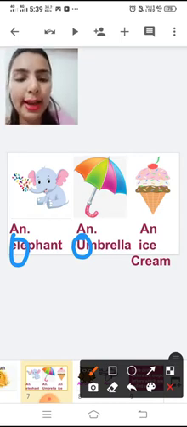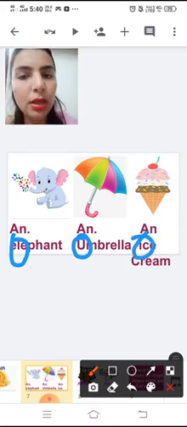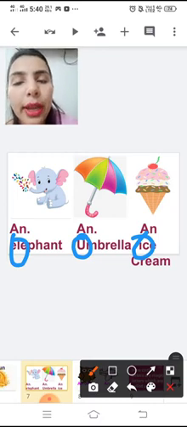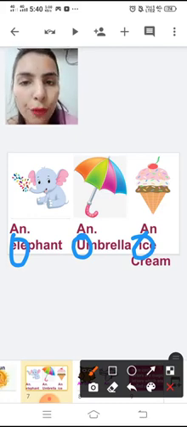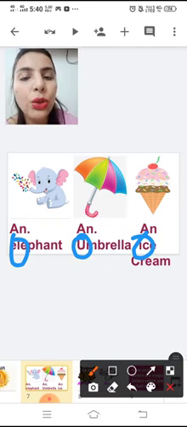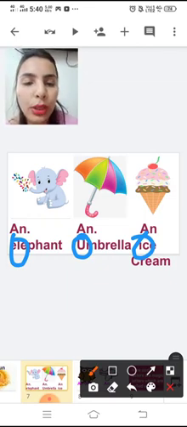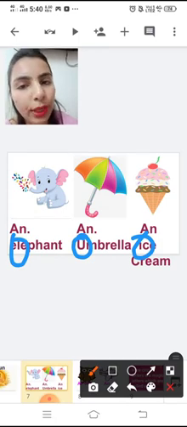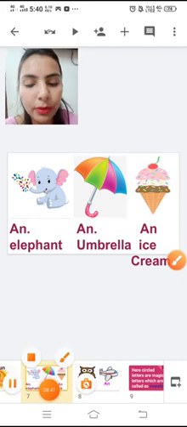Next is an ice cream. Is I a magical word or a vowel like A, E, I? Yes, I comes in the vowels. So I is also a vowel. So we use an before I. So here we use an ice cream. An ice cream. Now see the next.